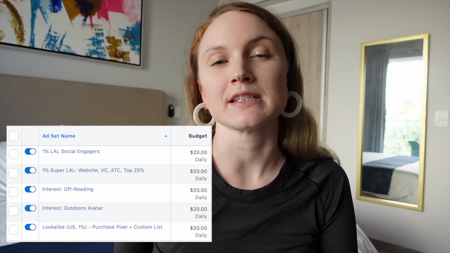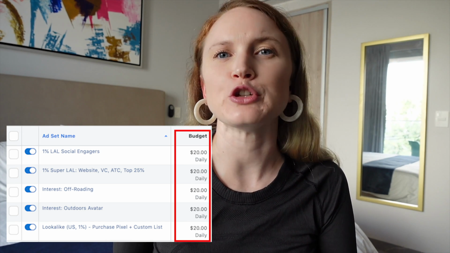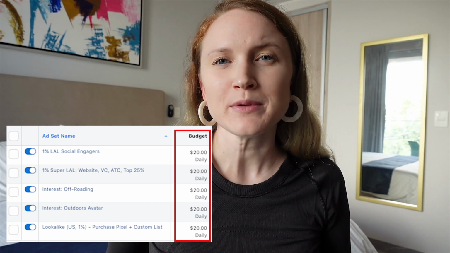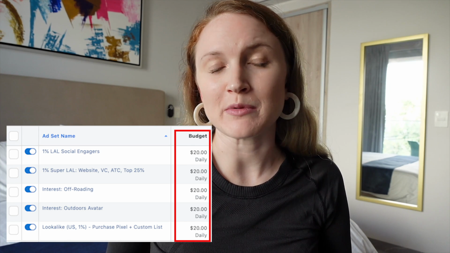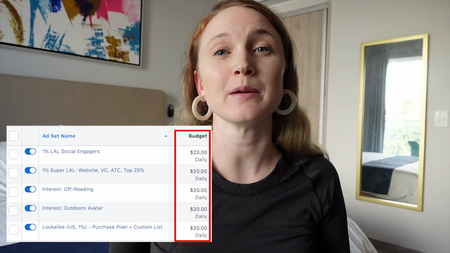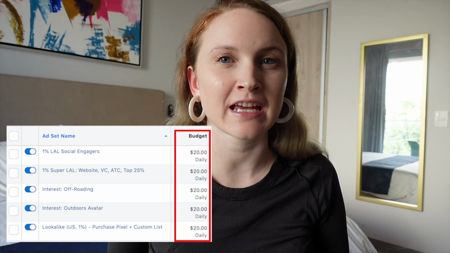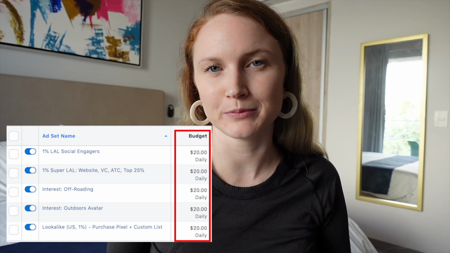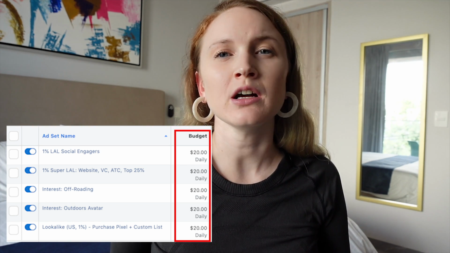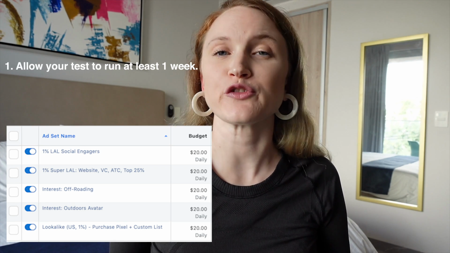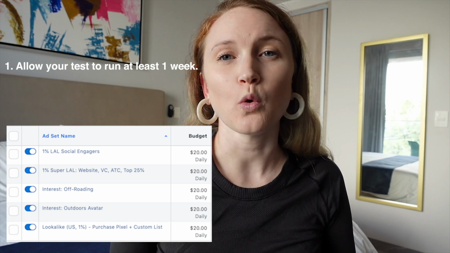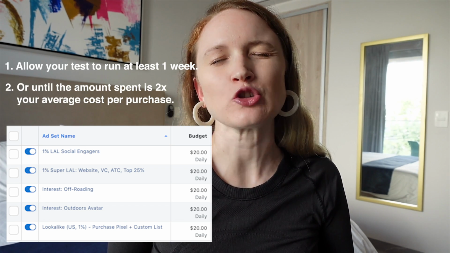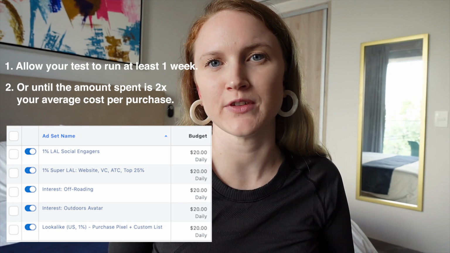And really the biggest decision you're going to have to make with this campaign is what kind of budget you want to use for each of your ad sets. So I would say that $10 is an absolute minimum, but for most products, I would recommend something more like $25 a day or even $50 a day for those products that are $100 or more. And essentially what we want to do here is allow these ad sets to run at least 4 days, preferably 1 week, or until the amount spent is about 2 times your average CPA on Facebook ads.